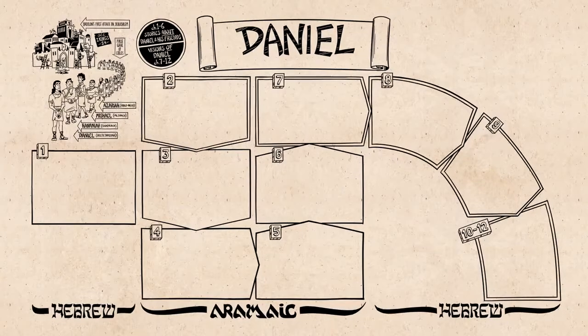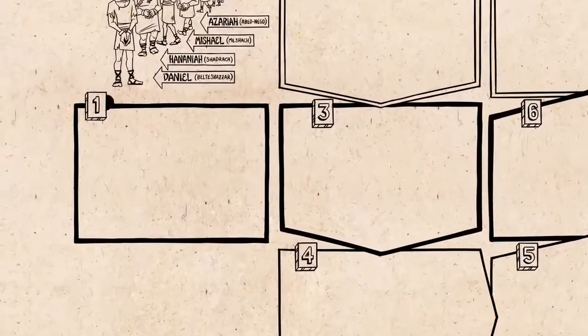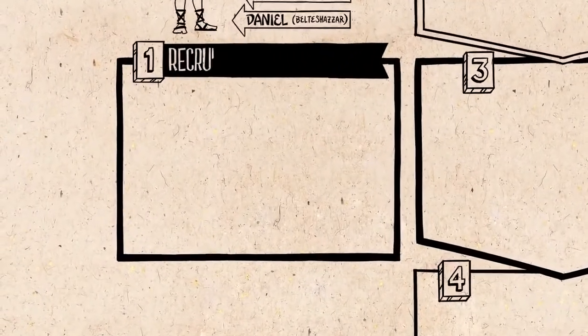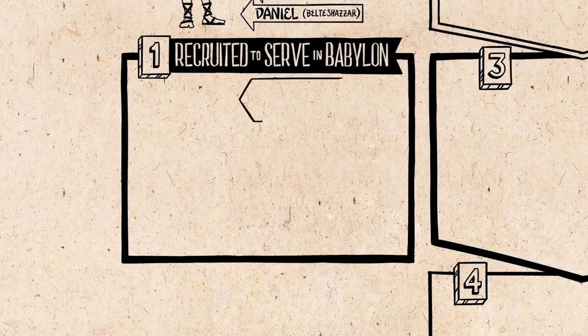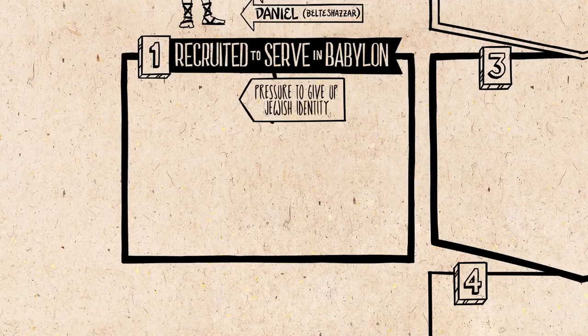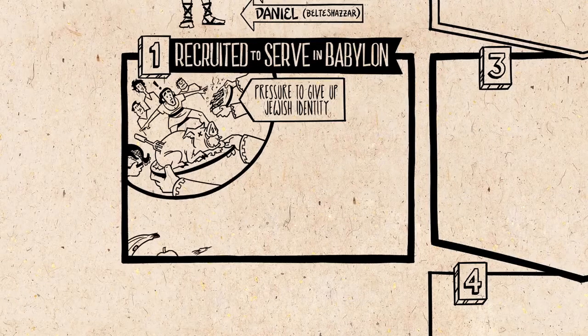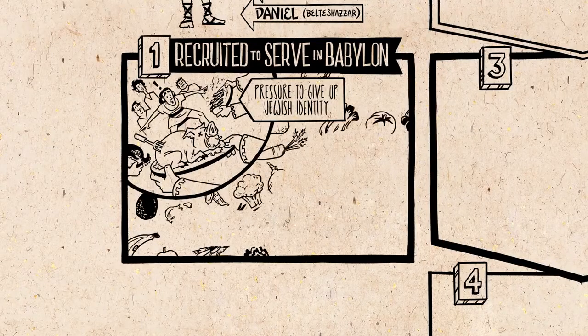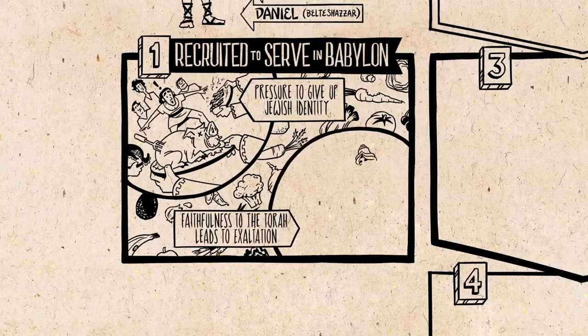Let's just dive in. Chapter 1 introduces the basic tension of the first half of the book. Daniel and his friends, they're really wise and capable, and they're recruited to serve in the royal palace of Babylon. But they're pressured to give up their Jewish identity by living and eating like Babylonians and violating the Jewish food laws found in the Torah. So they refuse, and they choose faithfulness to the Torah, and it puts them in danger. But God delivers them, and they end up being elevated by the king of Babylon.